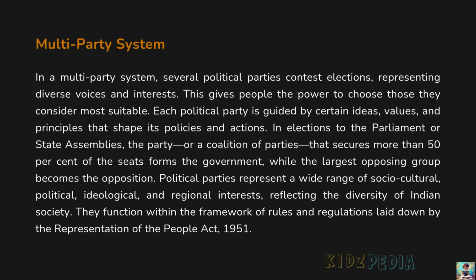In elections to the parliament or state assemblies, the party or a coalition of parties that secures more than 50% of the seats forms the government, while the largest opposing group becomes the opposition. Political parties represent a wide range of socio-cultural, political, ideological, and regional interests, reflecting the diversity of Indian society. They function within the framework of rules and regulations laid down by the Representation of the People Act 1951.